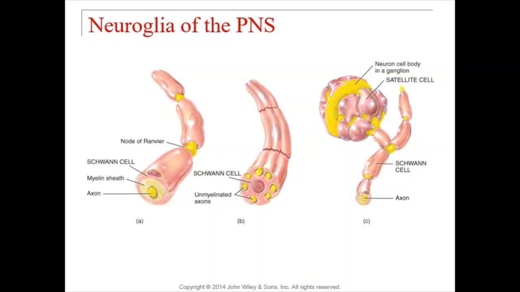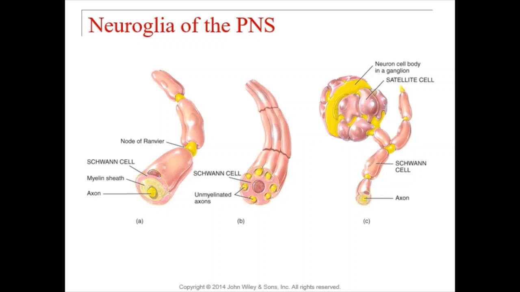How? Not quite sure. And then the last cell is what we call a Schwann cell. You can see it in images A and B on this image. Again, they look pink, wrapped around the axon.